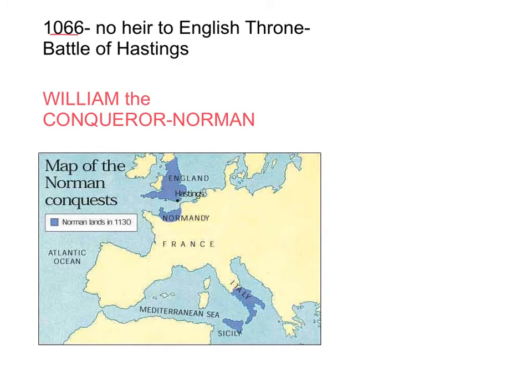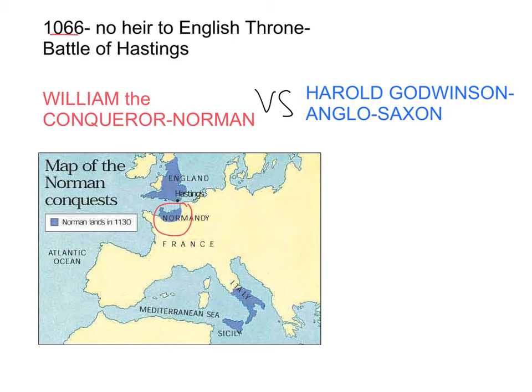He was a Norman, and you can see on the map here that Normandy is this part of France, but he had relations who were English, and therefore he thought he was the rightful heir to the throne. And the other guy was called Harold, who was an Angle. So William the Conqueror, the Norman, and Harold Godwinson went to war in a battle called the Battle of Hastings in 1066.